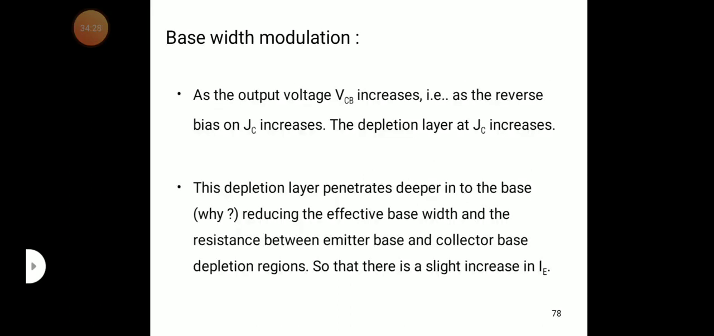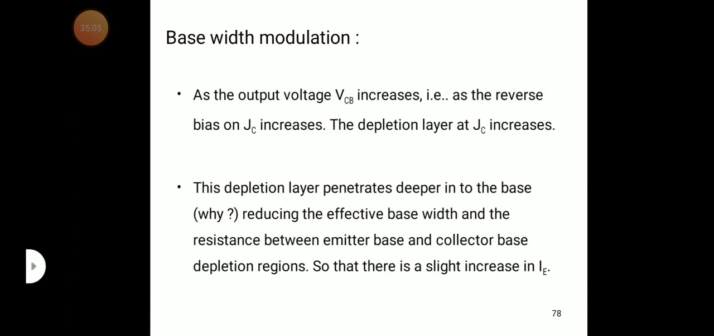We need to know the base width modulation. What is the base width modulation or early effect? As the output voltage VCB increases, that is, as the reverse bias on the collector junction increases, the depletion layer at the collector junction increases. What happens at the collector junction? VCB increases means the reverse bias is increasing, and the depletion layer penetrates deeper into the base.